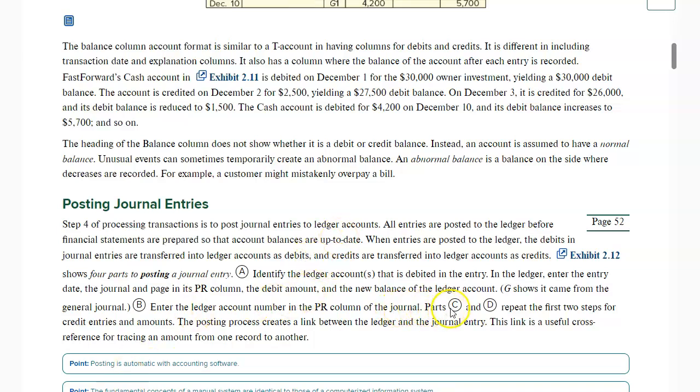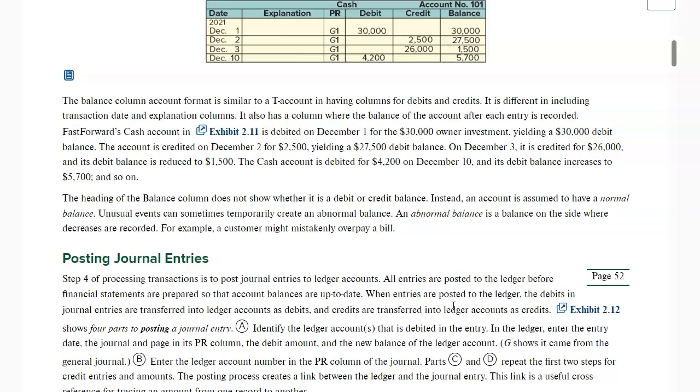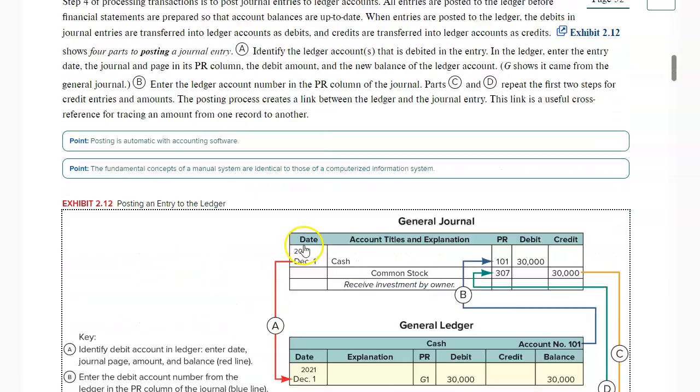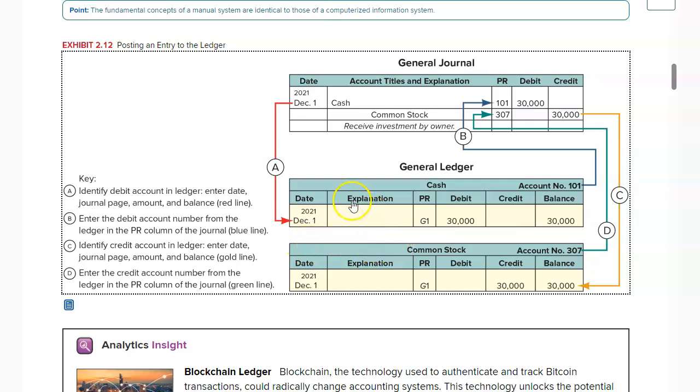And then you just repeat the process again. Part C is basically to identify the ledger accounts that were credited and then post to those accounts, entering the page of the journal where it comes from in the ledger, and in the journal going back and entering the account number. So here we have a picture of it.